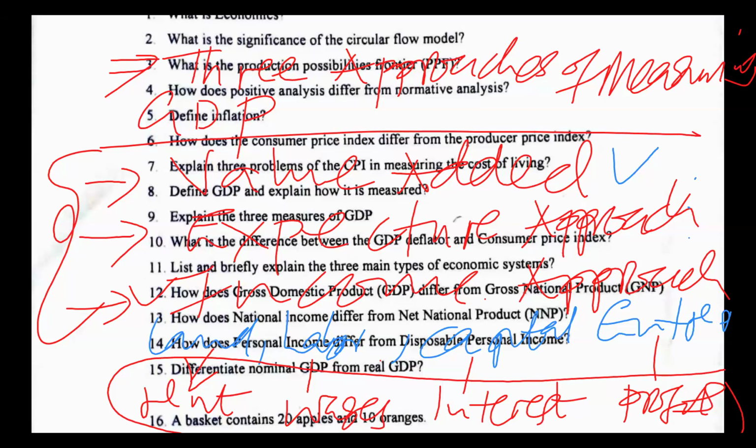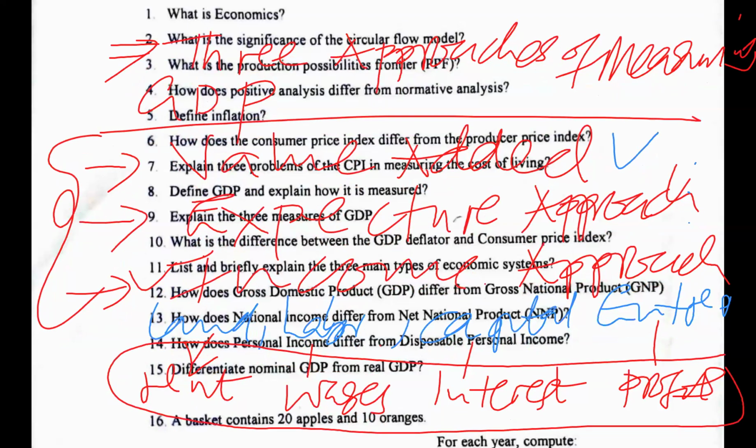So these are the incomes: the rent, the wages, the interest, and profits. And this is what we have always been training the students. We have told them that when you graduate out of the university, this is your focus.